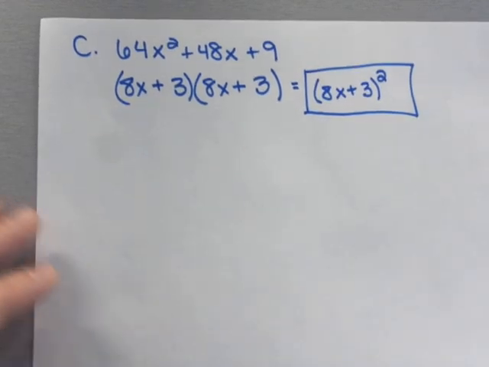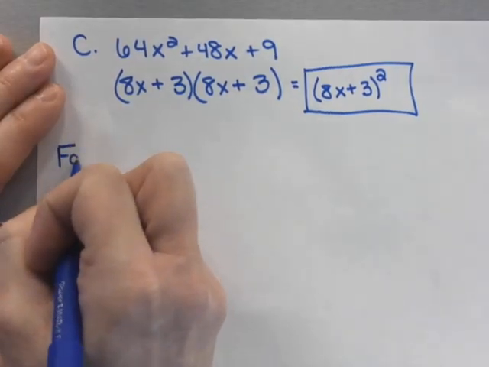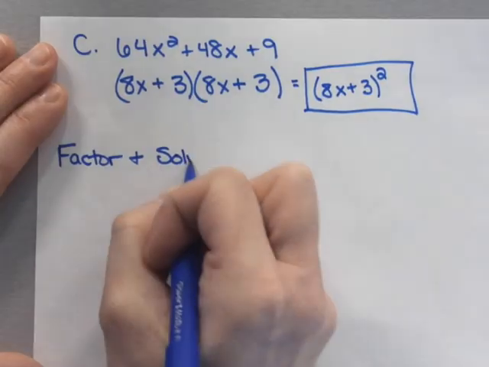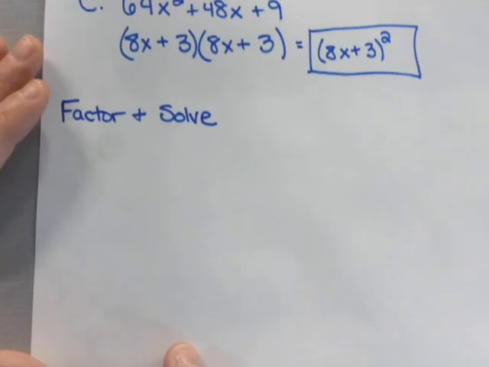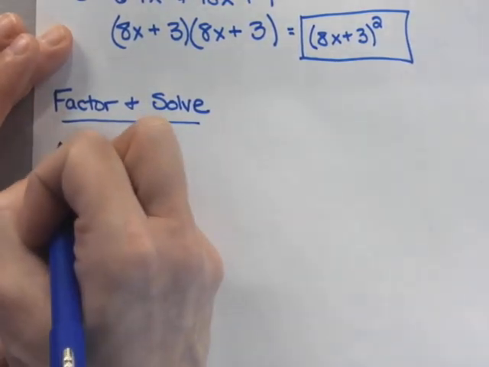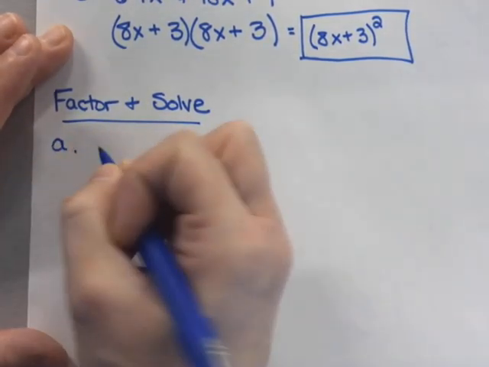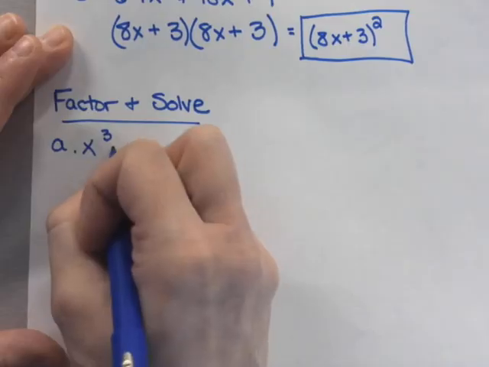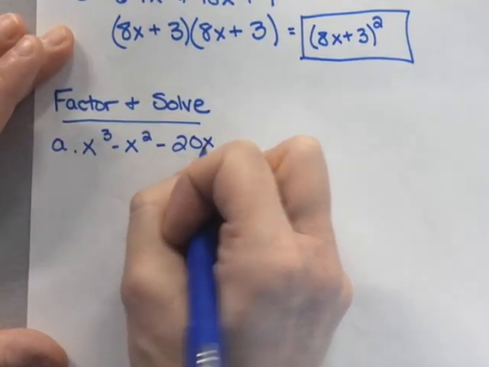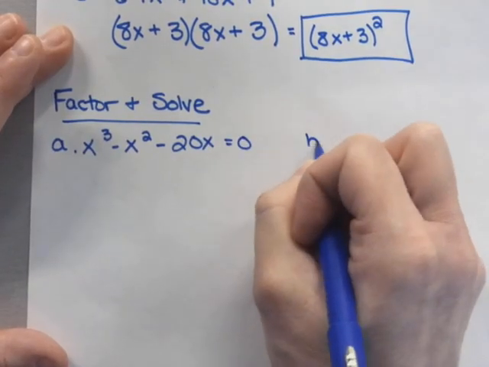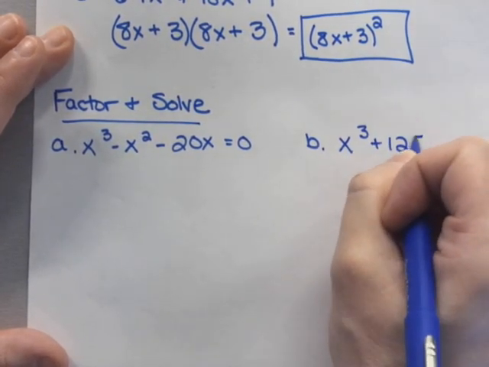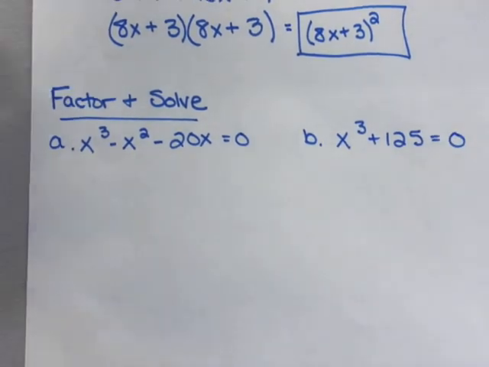The next two are the factor and solve. I'm going to keep going on the separate sheet of paper because I have run out of room. And I write a lot and I write large so you guys can see it. So the directions are factor and solve. I'm going to just write the problems. Part A was x cubed minus x squared minus 20x equals 0. Part B is x cubed plus 125 equals 0. Okay, those are my two.